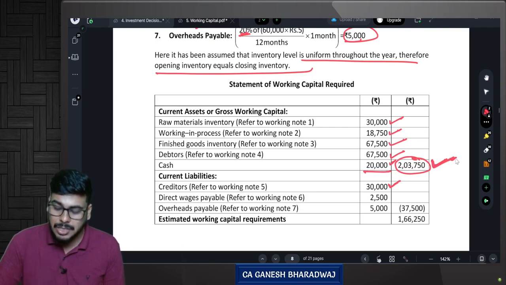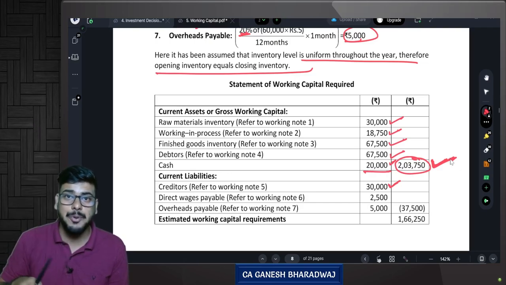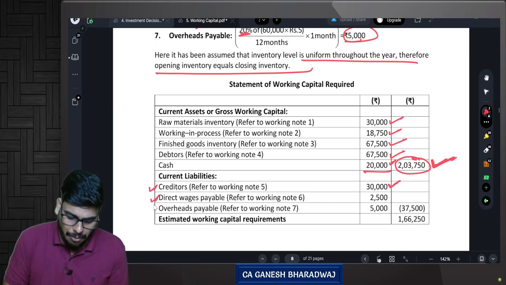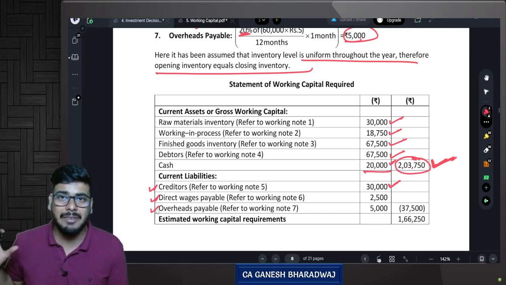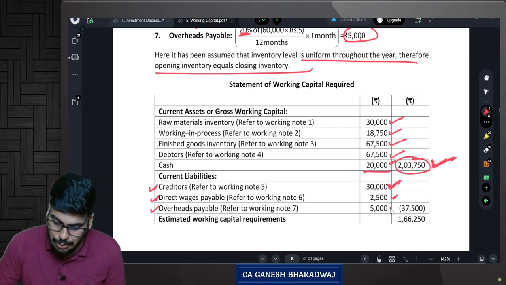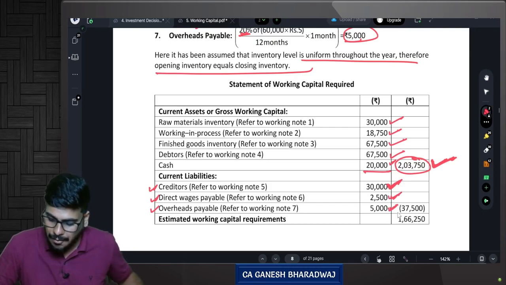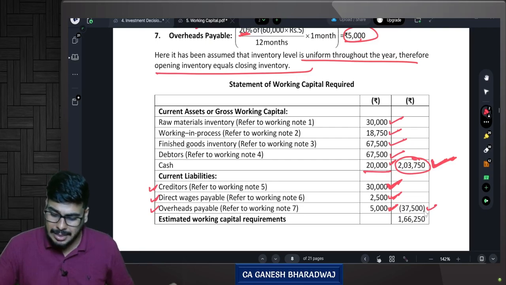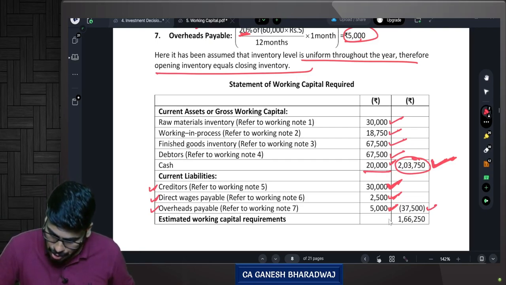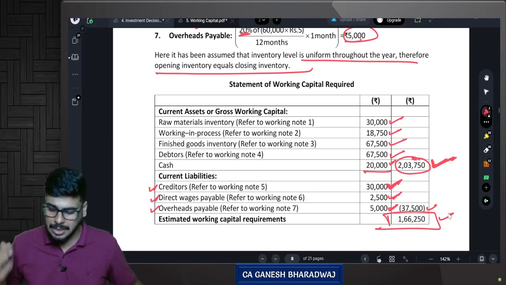So your current assets, your gross working capital, has been computed without taking into account any of these cushions, correct? I'm assuming that the entire payment is being made as and when it is required. But from this, I am now reducing whatever credit period that I can avail. So creditors 30,000 rupees, outstanding wages 2,500, outstanding overheads 5,000. So out of this 2,03,750, the current liabilities itself is funding me to the extent of 37,500. So now I need to introduce 1,66,250 rupees into my business. Are you clear with this?